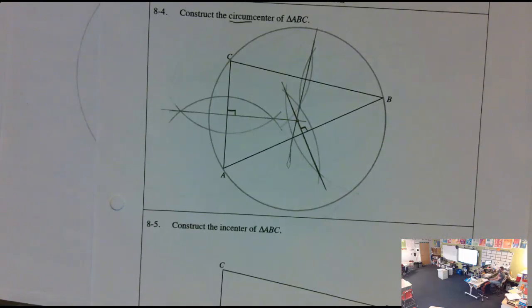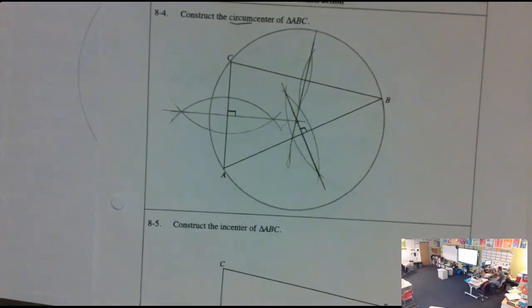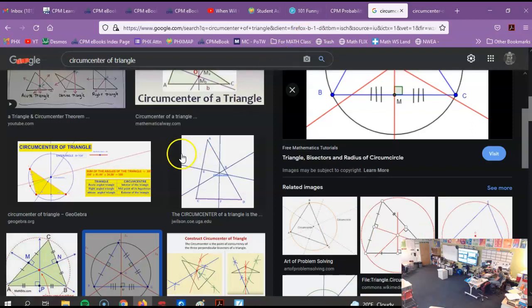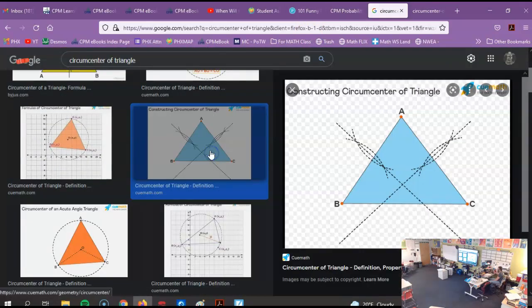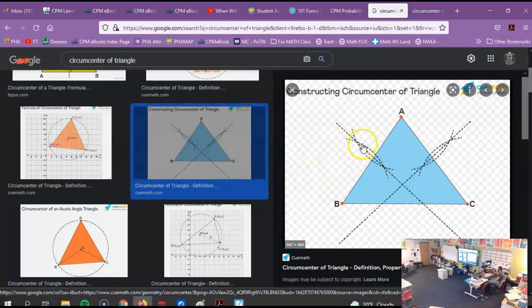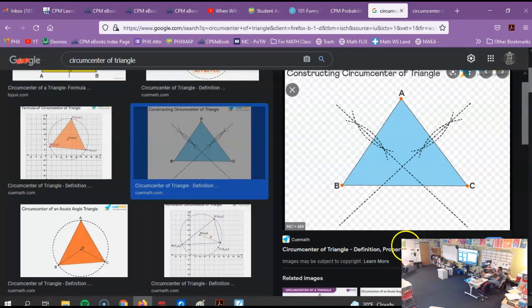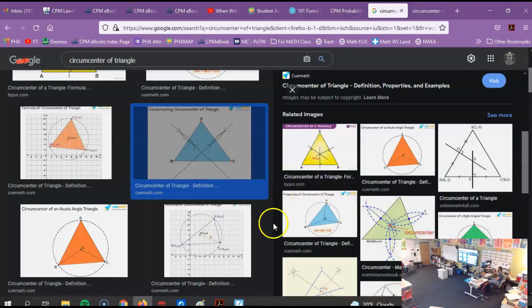listen to me for a moment. Your circumcenter could be outside the triangle. So here are some examples of circumcenters. And this is what I mean about what you'll see if you Google it. They just give you the arc pieces. And technically, we only need two of them.